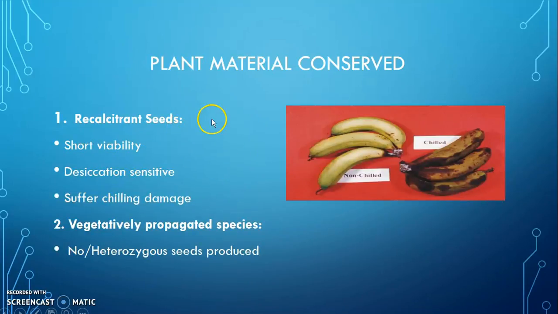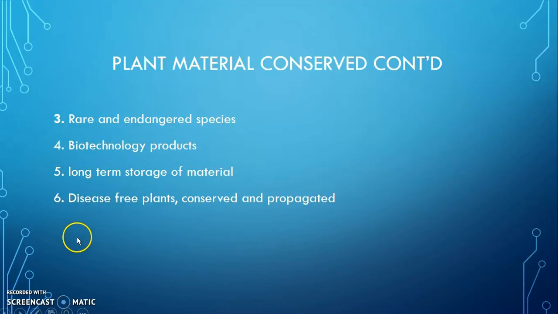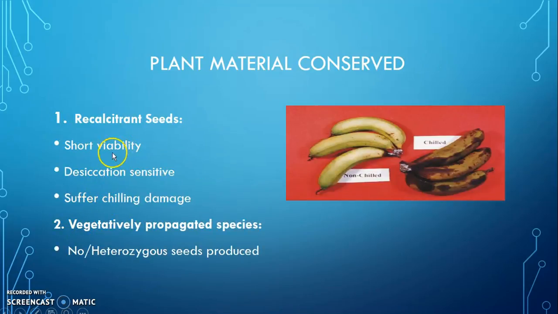Plant material to be conserved. This includes recalcitrant seeds, vegetatively propagated species, and many others that I will be mentioning a little bit later. Recalcitrant seeds are seeds that cannot withstand very low or high temperatures. If they are exposed to very low or high temperatures, their viability reduces and they can desiccate, like they can dry out, which will render them useless. And they can also suffer from chilling damage.